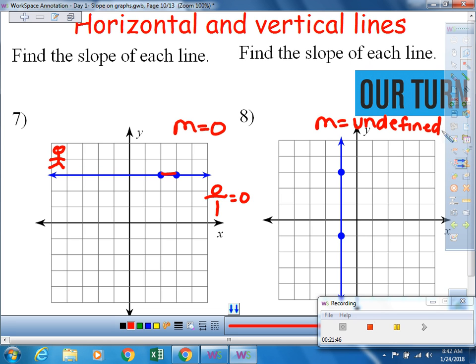Okay, then let me show you why. How much did you rise up? Let's count. 1, 2, 3, 4. How much did you run over? Can you divide by 0? No. So this is undefined.